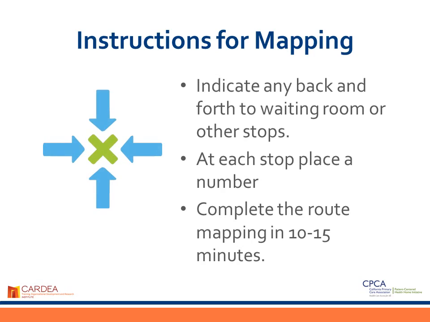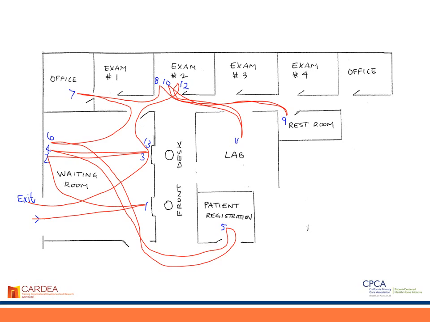At each place the patient stops, put a number. For example, the waiting room may be number 1, the front desk might be number 2, the exam room might be the 3rd stop, whatever. The small group should be able to complete the route mapping in about 10 to 15 minutes. Here's an example of a mapped visit.